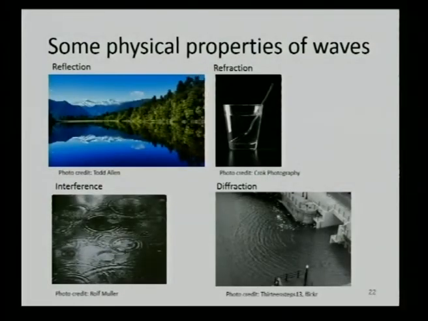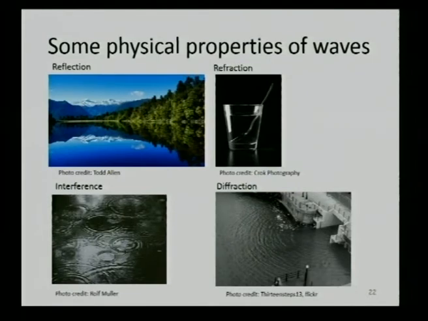Now, as you know, wave has 4 properties. And on the screen, you can see 4 pictures. Each picture represents a particular property of wave. On the top left, you can see a very beautiful scenery with mountains and lake. The lake acts as a mirror. You can see the reflection of the mountains and the sky. So this is an example of reflection.